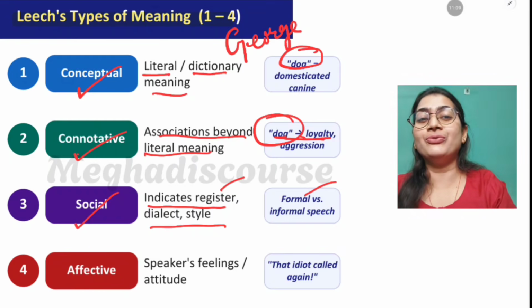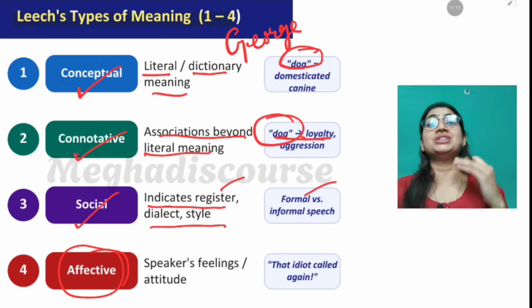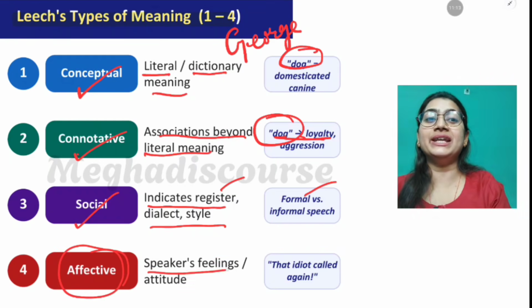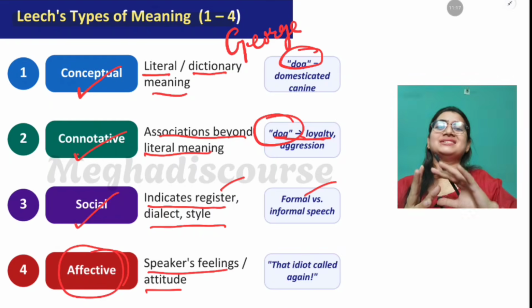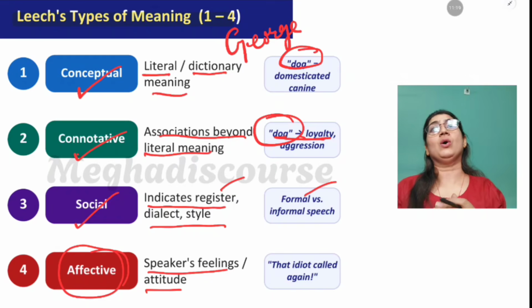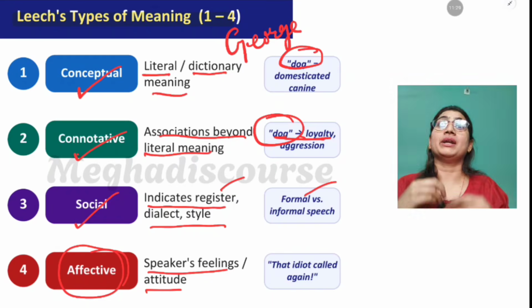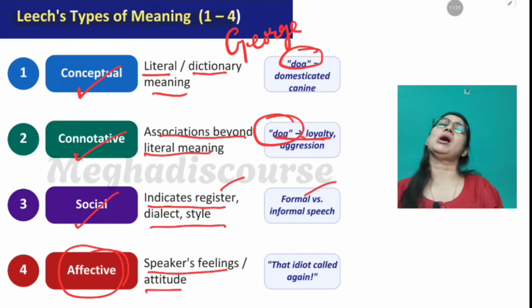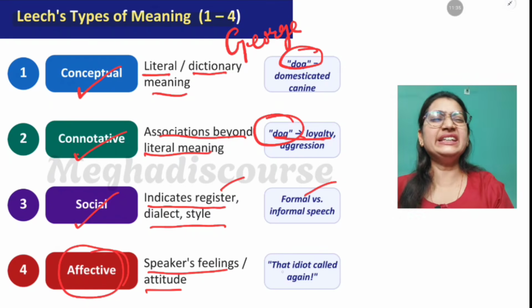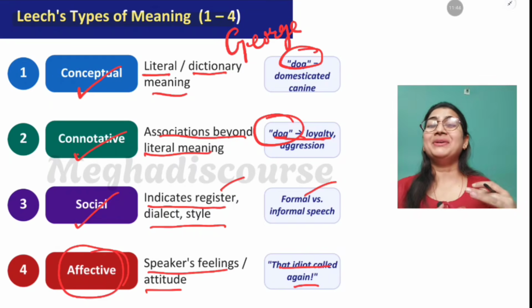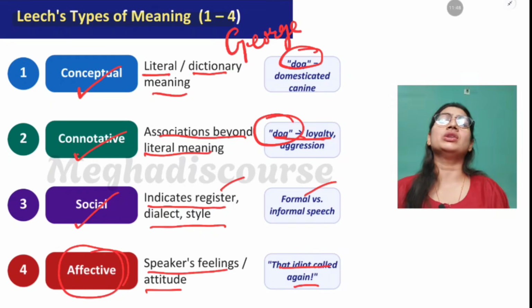Now, what is affective meaning? It means that which is affecting you: the speaker's feeling and attitude. It expresses the speaker's emotions or the attitude they have. It is not just what they said, but how they feel about it. For instance, "That idiot called again." It means I am aggressive toward the person.